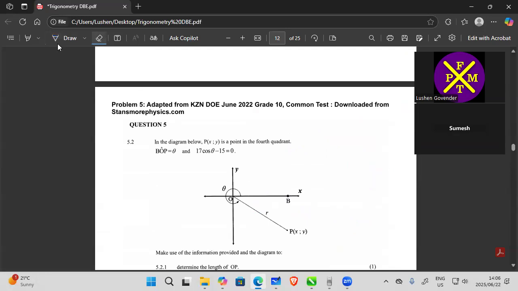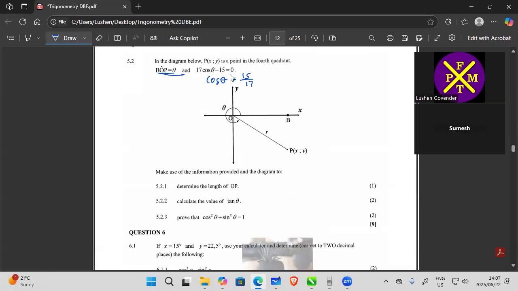Okay. In the diagram below, point P has the coordinates x and y and is a point in the fourth quadrant. BOP has the angle in the standard position of theta, right? So we simplify this equation. What will we get? We'll have cos of theta is equal to 15 over 17. Okay, very simple stuff. So we got cos of theta is equal to 15 over 17.